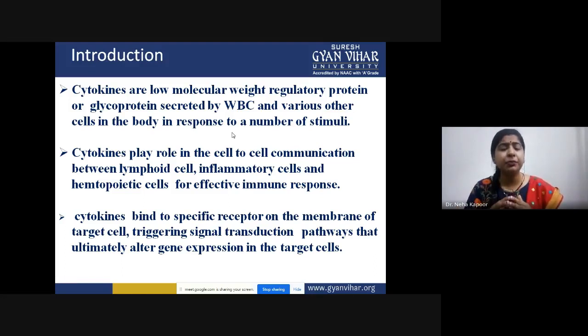One important property is that when these cytokines are released by a particular kind of cell, they bind to certain receptors present on the membrane of target cells so that they can trigger the signal transduction pathway, and ultimately the gene expression in the target cells can be modified or altered.